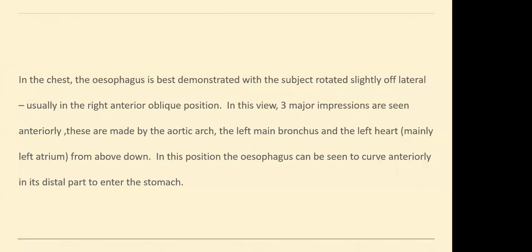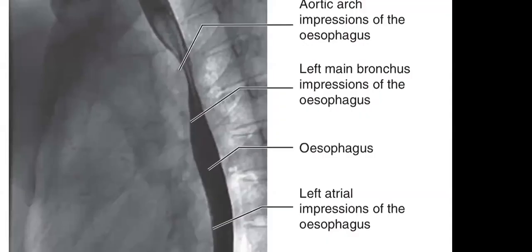This is the right anterior oblique. This is the best position to see these 3 indentations: the aortic arch, the left main bronchus, and the impression of the left atrium.